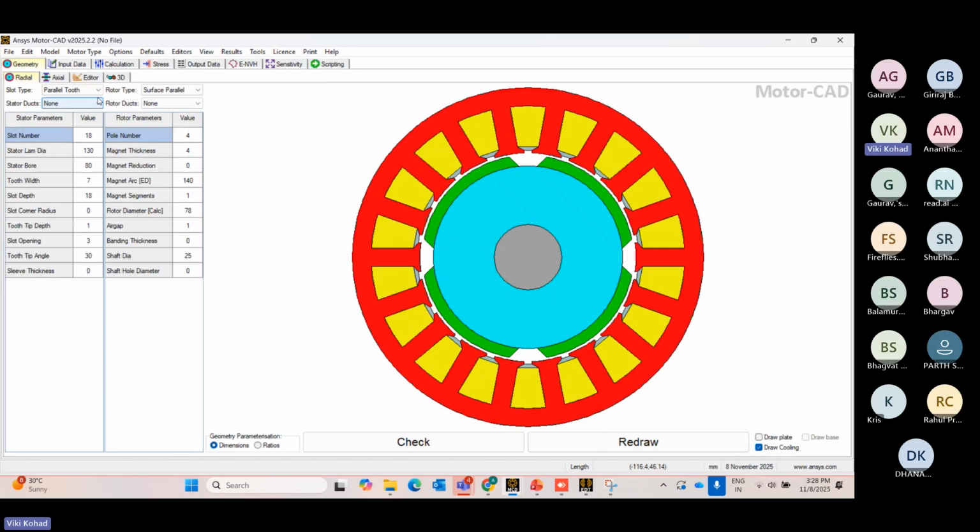Okay, this is the ANSYS Motor-CAD tool. Here the 25 R2 version is there. As this 25 is running, so 25 R2 versions are there. Each year two versions are there. And here we are designing one of the motors.